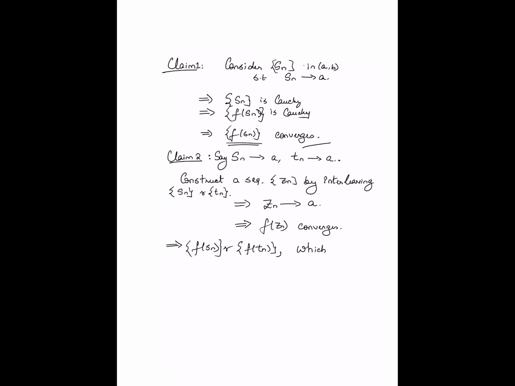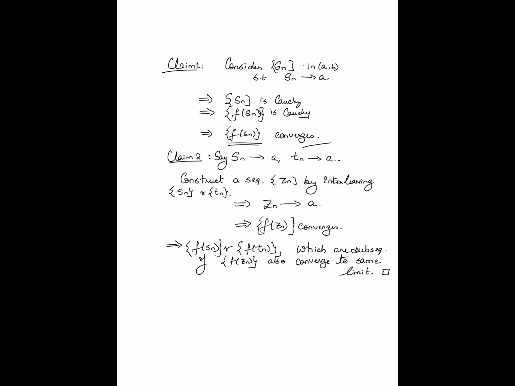Implies that f of Sn and f of Tn, which are subsequences of f of Zn because of the interleaving, also converge to the same limit, and that completes the argument.